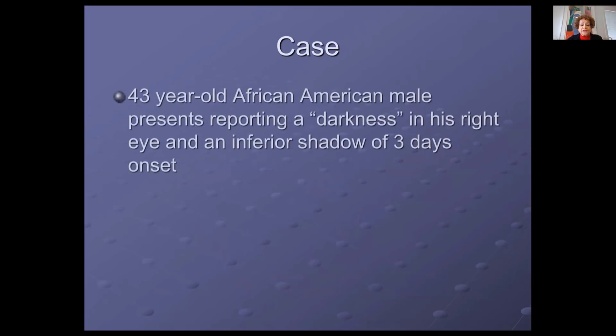So let's start out with this case. A 43-year-old African-American male presents reporting a darkness in his eye and an inferior shadow of 3 days onset. So he came to us within 3 days. And notice, inferior shadow. Your patients will more likely notice an inferior field defect than a superior field defect. Why? Because most of their days are spent looking at their phones, reading. It's quite obvious when they have an inferior field loss. With superior field loss, completely opposite.